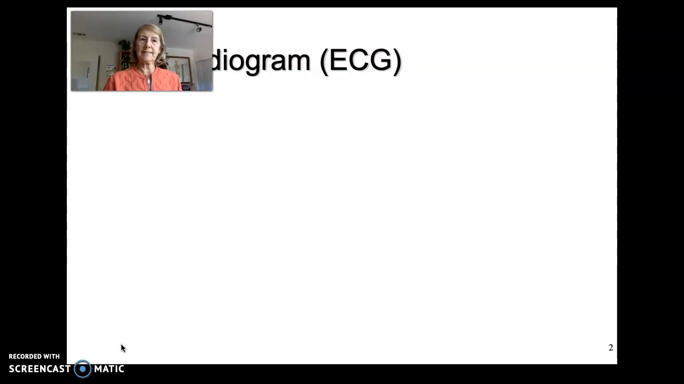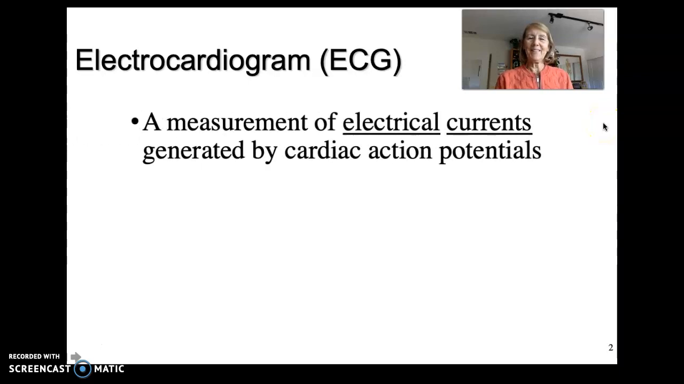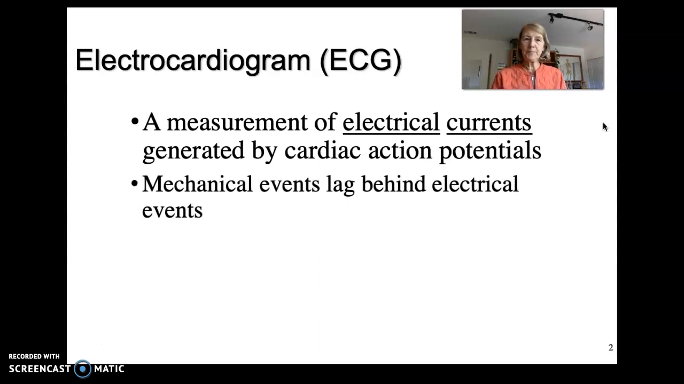So let's go to the electrocardiogram, the ECG or the EKG as it is said in German. What is this? It's a measurement of electrical current. This electrical current has been generated by autorhythmic cells, action potentials from the heart itself. And we're going to be able to measure that. So it's a measurement of electrical activity.